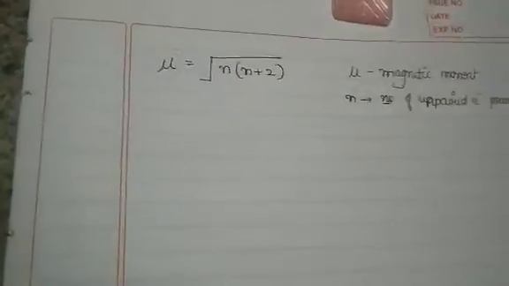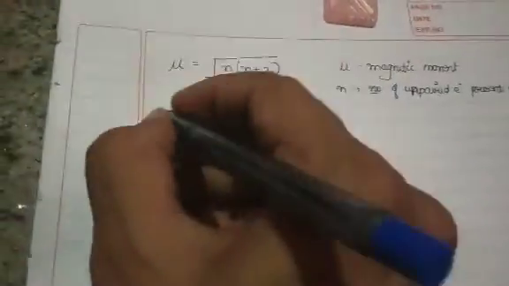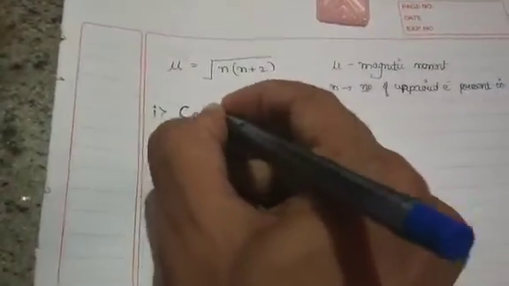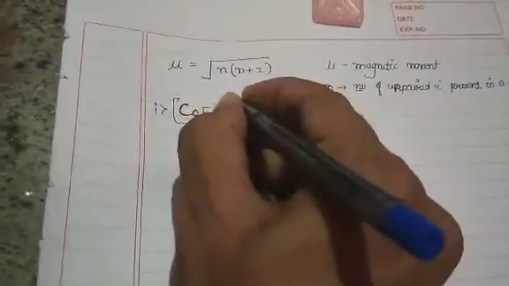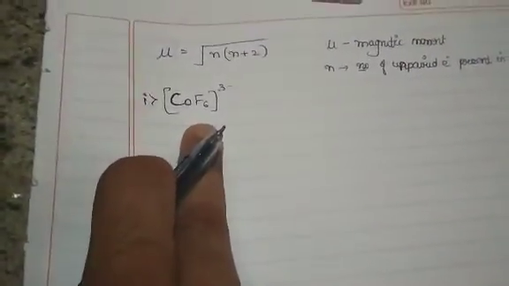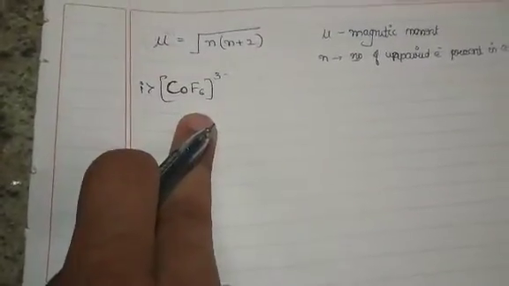Let us see now how to solve it. Suppose you are given, in VBT we have solved the complexes, I am just taking that one directly, CoF6 3 minus. We came to know that this complex is paramagnetic in nature. So how did we come to know it is paramagnetic?